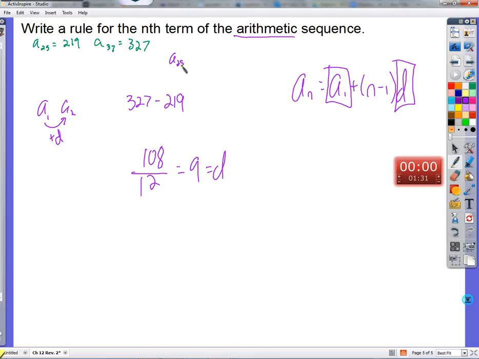Just quickly, if you missed why we did all that. A sub 25, you would add something, pretend you don't know it's 9. You add it a bunch of times, all the way up to a sub 37. To get from the 25th term to the 37th term, you would take 12 steps. You would add d 12 times. So if we take the difference between 327 and 219, we have 108, and then we divide it into those 12 pieces, and we find what 1d is worth. d is 9. Now we want to find a sub 1.